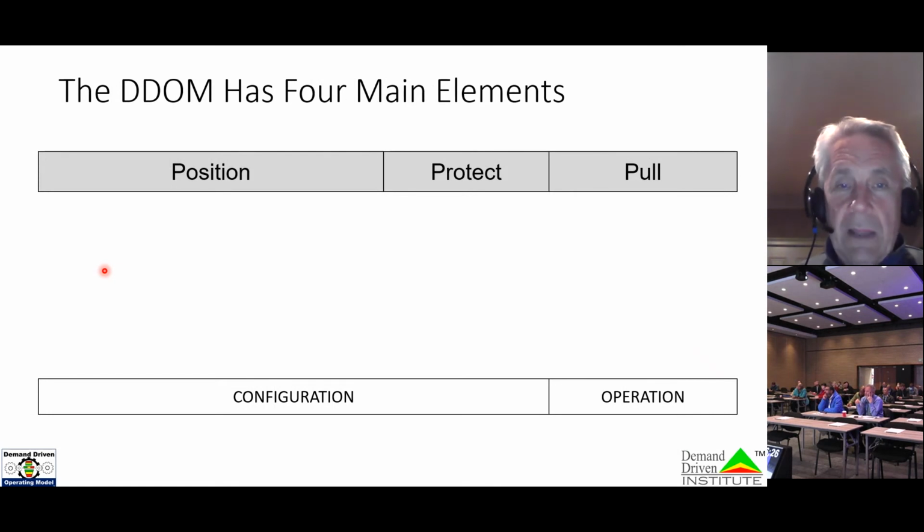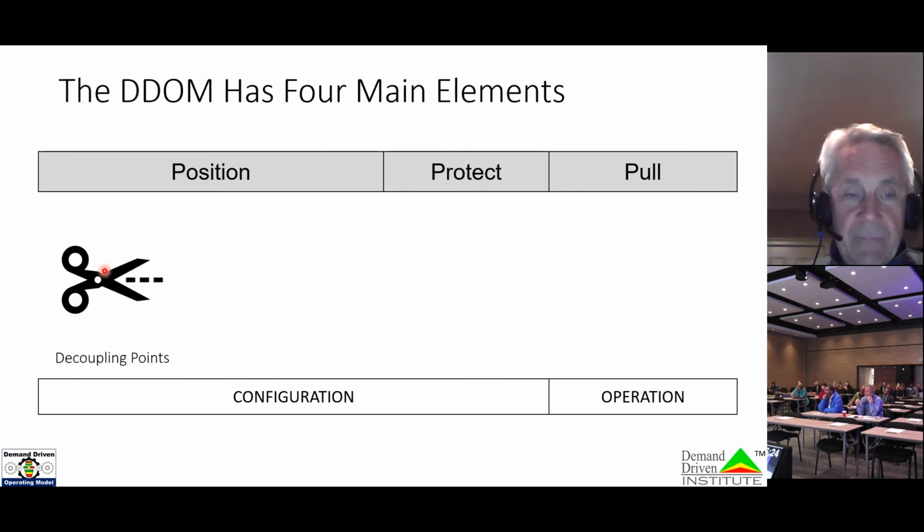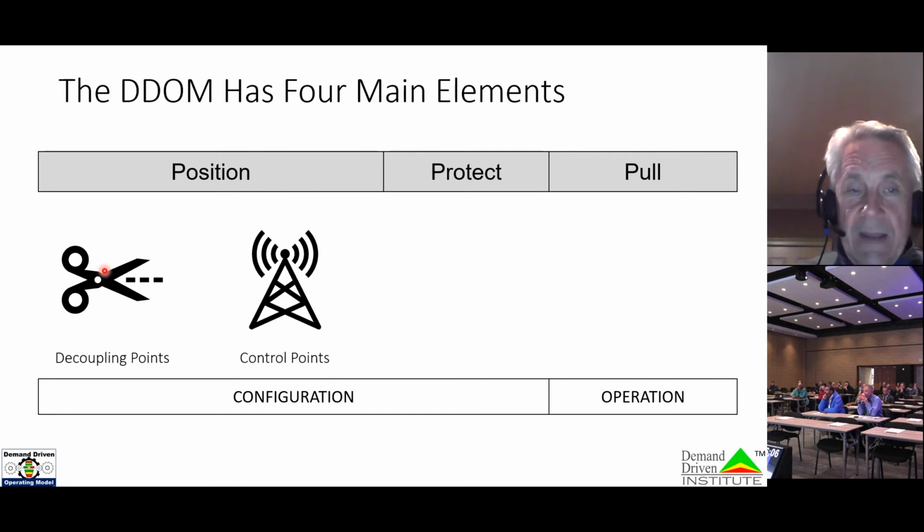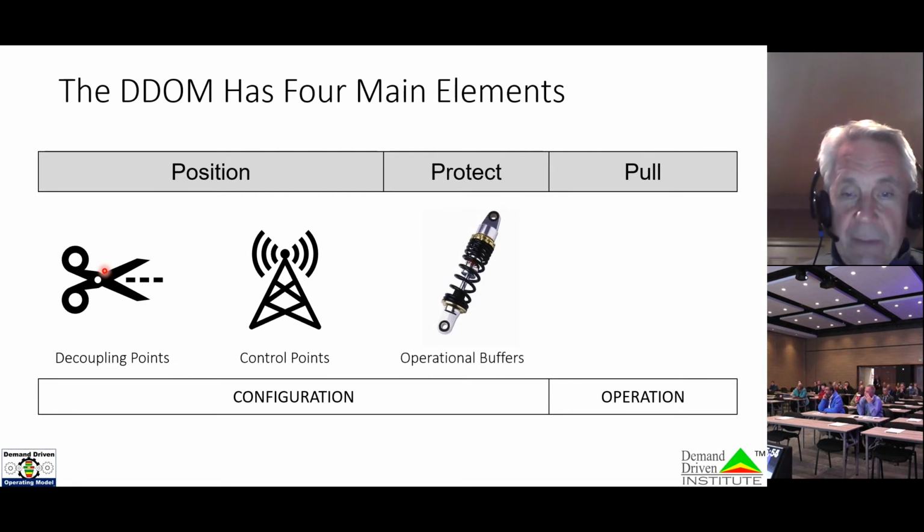There are four critical elements in implementing a DDOM. The first is what's called decoupling points. If you're familiar with Demand Driven MRP, you know what that means. It means a stock buffer that allows us to break the lead time chain that's involved in that long cumulative lead time that we talked about a few minutes ago. The next concept is control points, and we'll talk about what a control point represents and how it helps us gain control of our operating model so that we have better effective management.